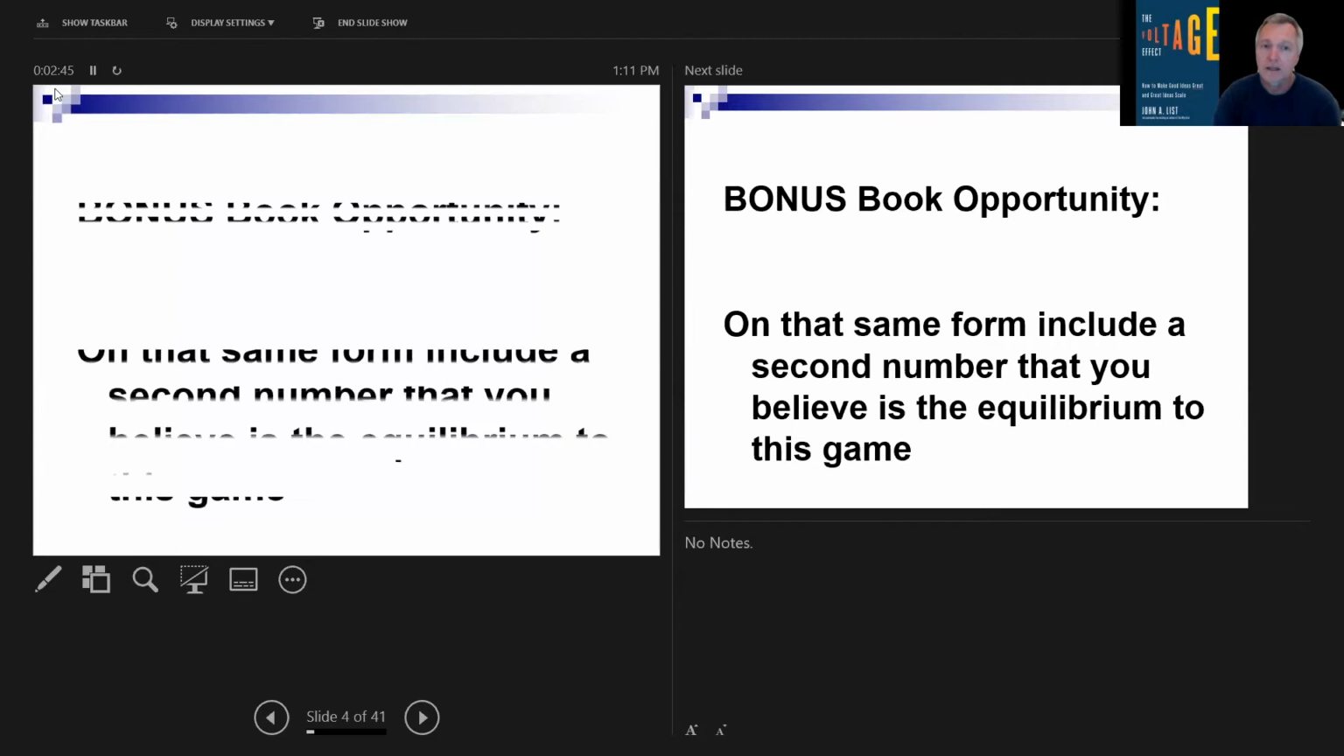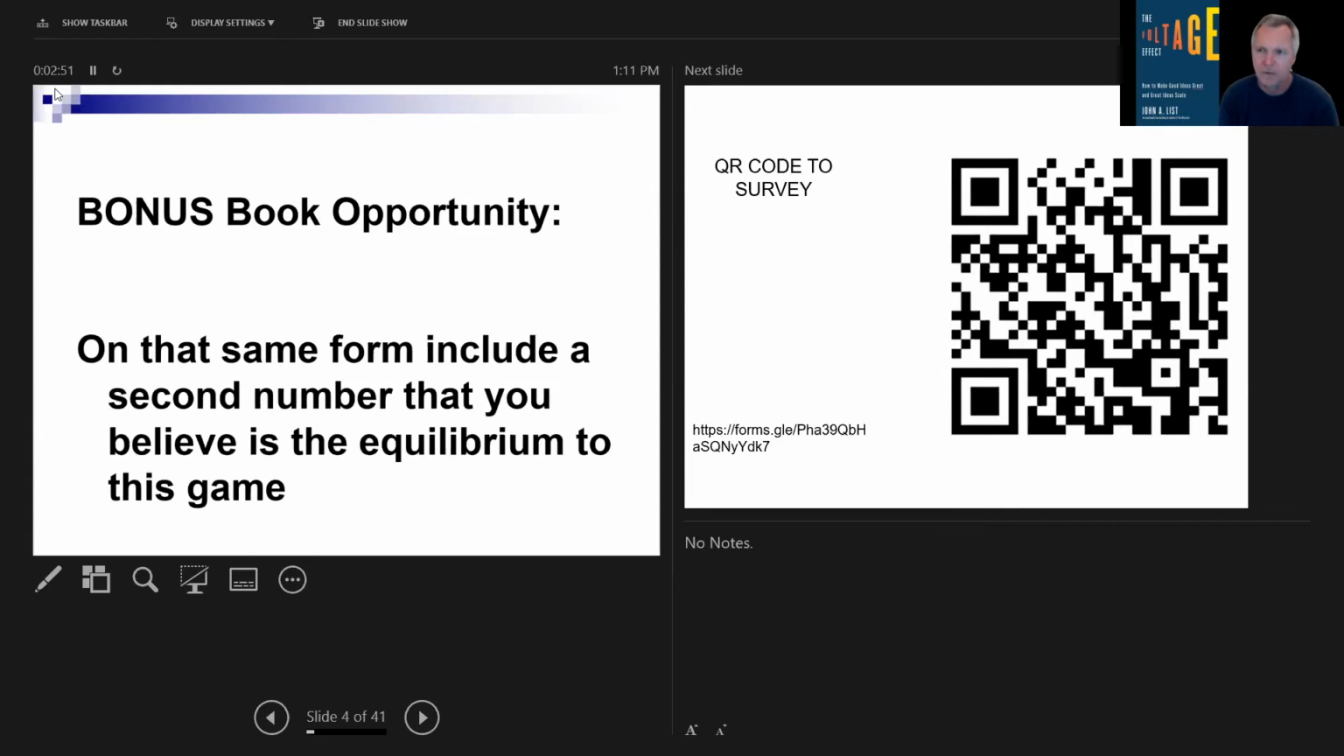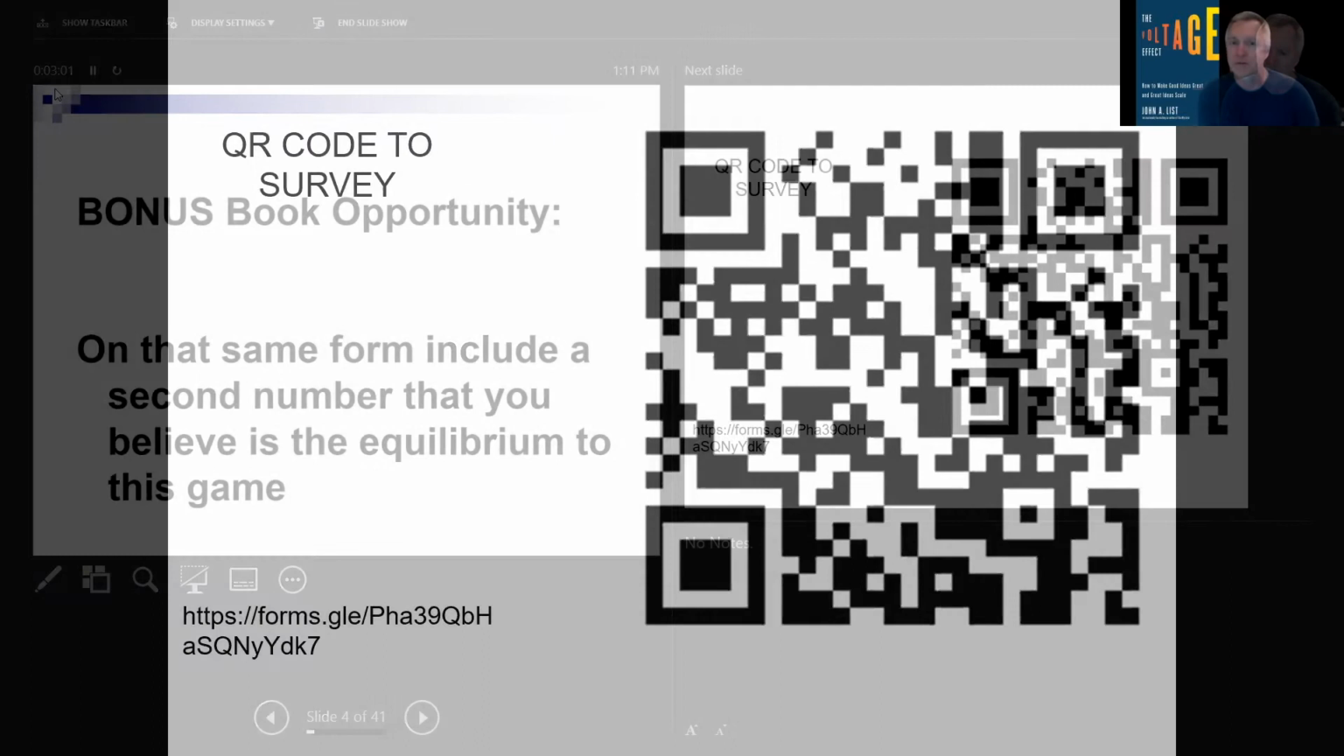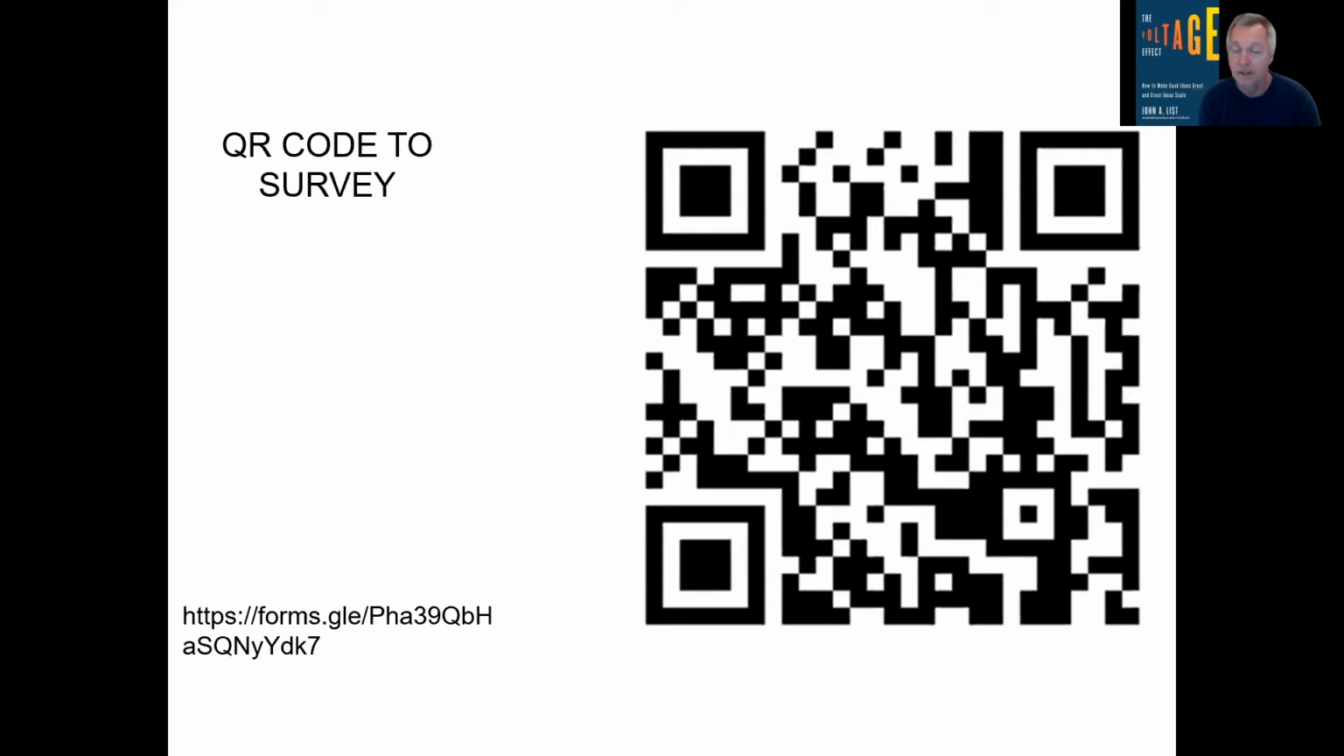Now, as a bonus book opportunity, I'm going to give you a form in a minute. I want you also to include a second number that you believe is the equilibrium to this game. So gang, what I want you to do is use this QR code. You'll be taken to a survey. So this is an official experiment. And in that survey, you're going to be asked to, first of all, guess what you think is 2/3 of this group's average. And then you will be asked about equilibrium to this game. And at the end of today's lecture, I will be announcing the two winners. So if there are multiple winners, I'll randomly choose one to win the book in each case.